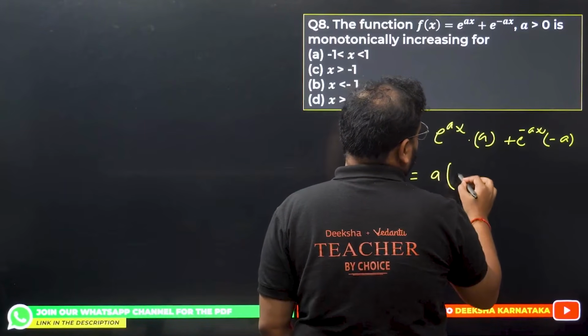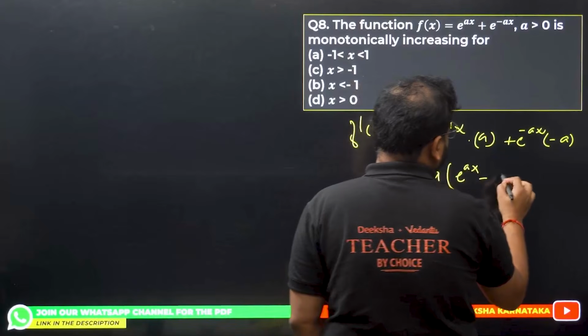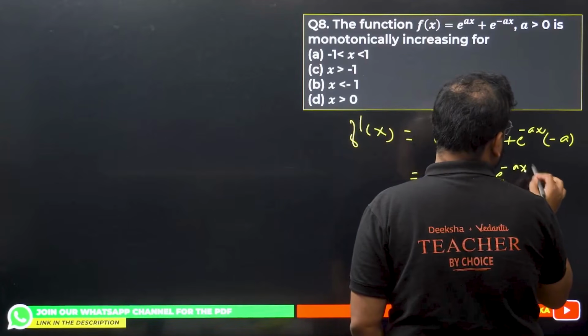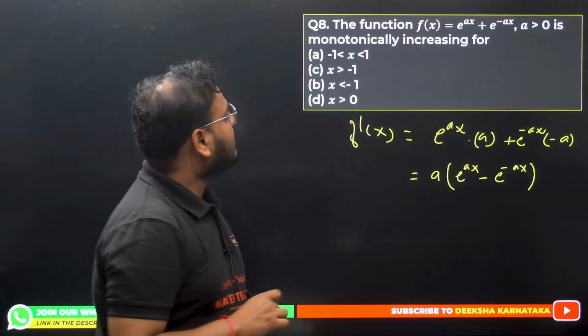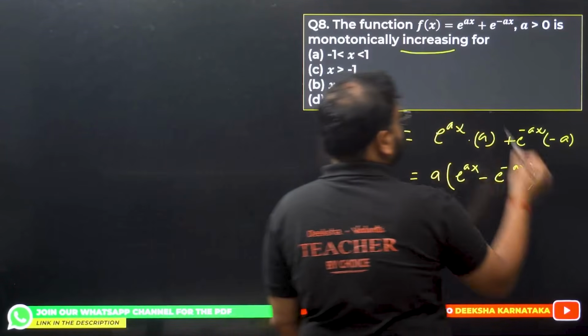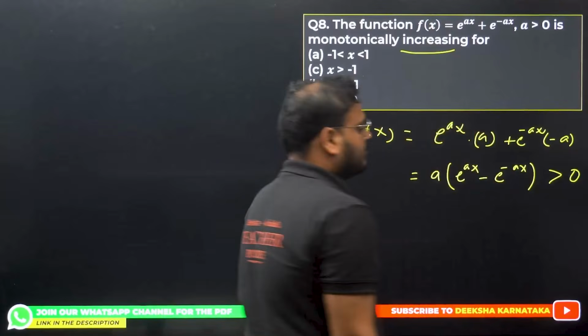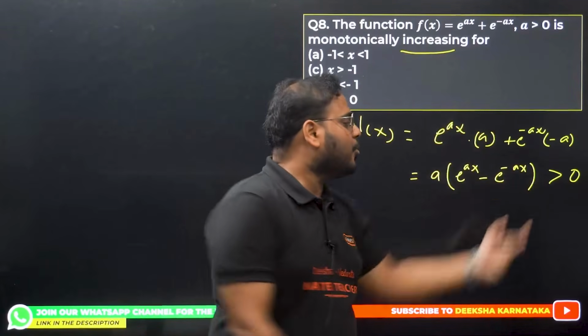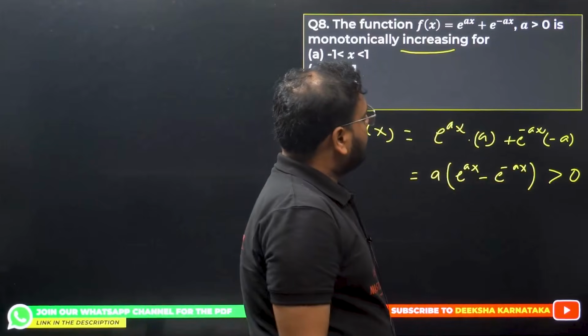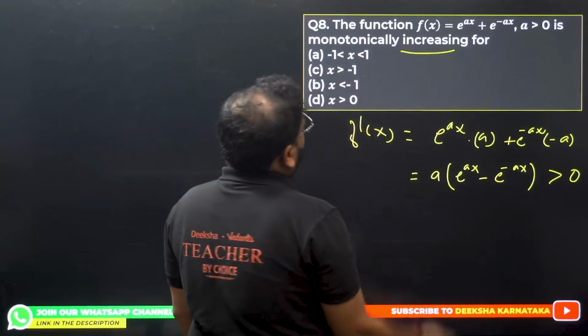You'll get over here e power ax minus e power minus ax. That's my derivative if you take a common. Now they're saying that it's given as increasing, means this has to be more than 0. Correct? It's given as increasing means it has to be more than, of course, 0. Please check. We don't have any equality over here.